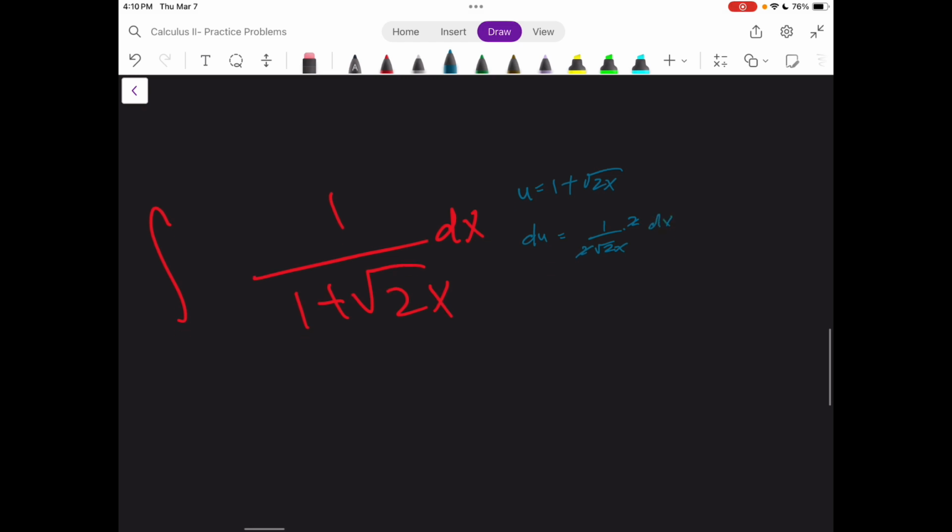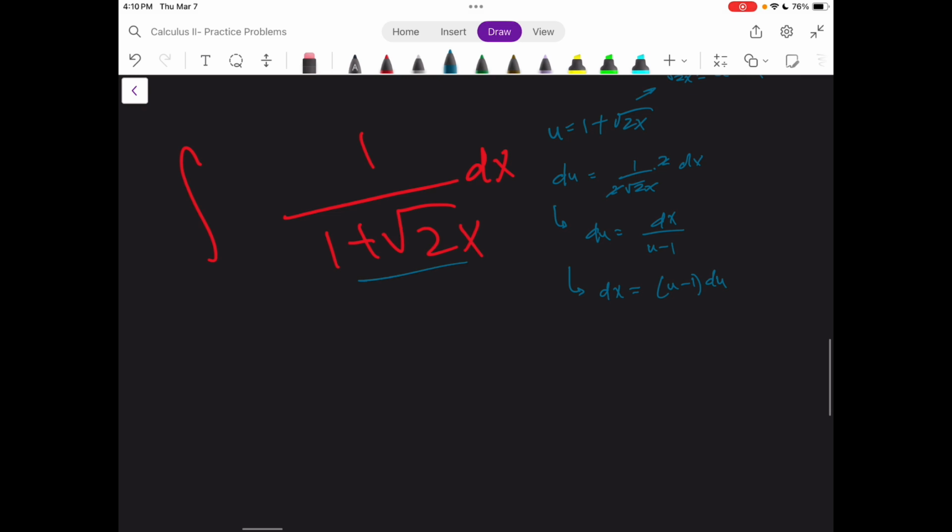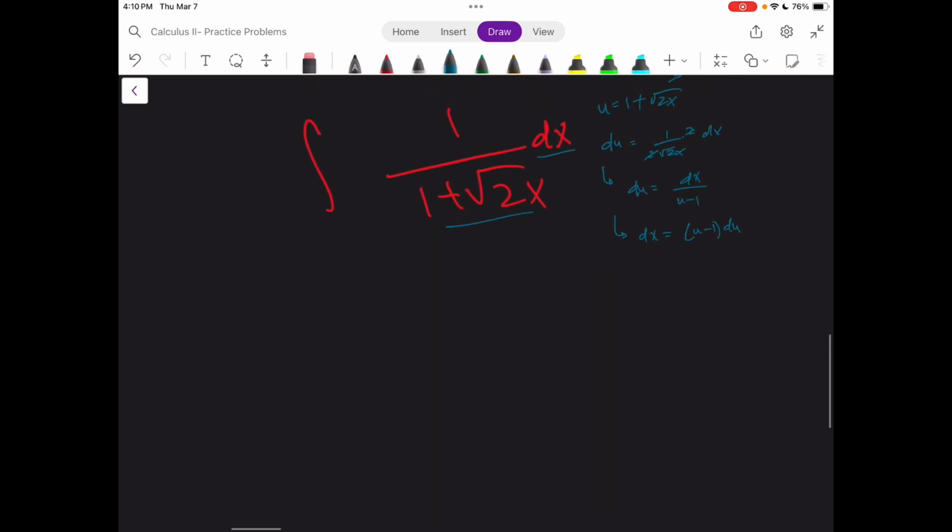The reason why we call it a change of variables is because we're going to solve this for the square root of 2x, which is equal to u minus 1. And what we can do is plug that into our du equation. Now we have du equals dx over the square root of 2x, except now it is u minus 1. And when we do that, we can solve for what dx is. dx equals the quantity u minus 1 times du. Now we're able to sub out all of this and the dx into a much simpler integral.